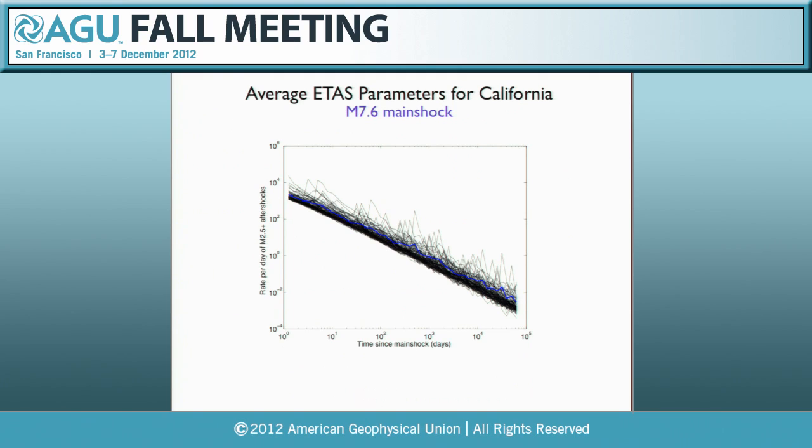First, to show as a comparison, here's what ETAS simulations look like for a magnitude 7.6 main shock with California-derived ETAS parameters for a 200-year period. So you can see this is the 1 over t to the p fall-off. The blue line shows an average of many ETAS simulations. They're inherently stochastic, so each time you run it, it comes out a bit different. Here is the rate from the New Madrid sequence plotted on the same graph.